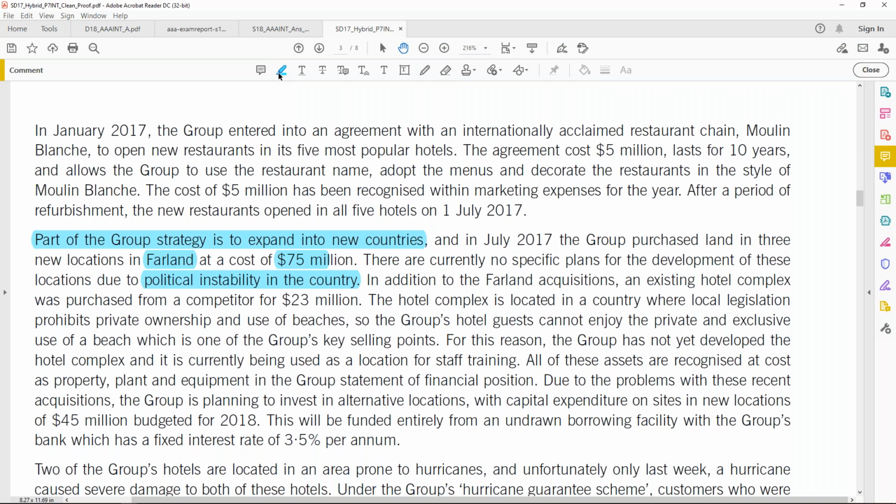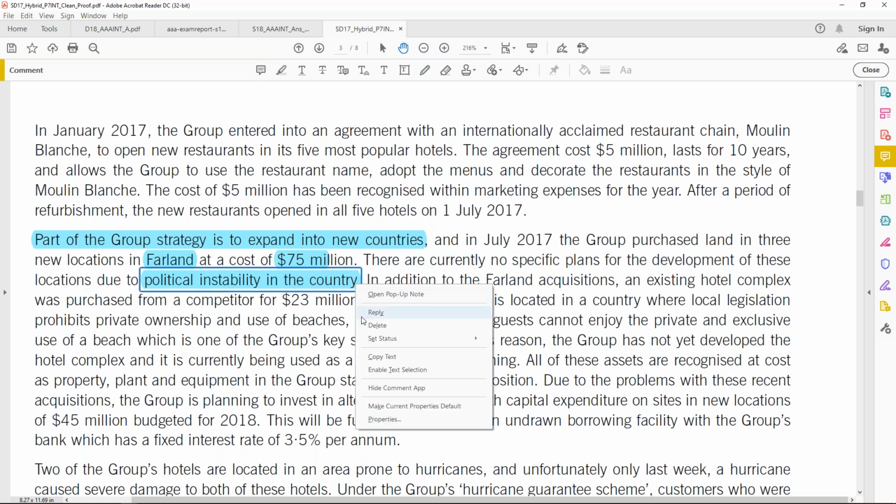No, right? So they have already purchased lands in farland with a cost of $75 million, but can they develop them? No. And do you know how long the political instability will last? No. So can we develop this point? There are currently no plans for the development of these locations due to political instability in the country.